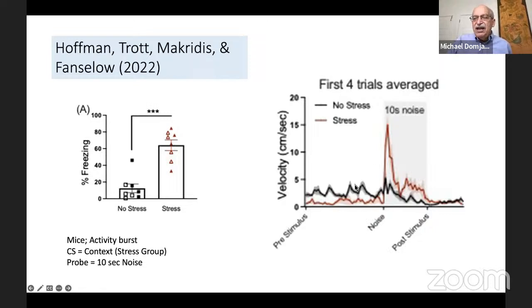The no stress animals don't show this increased reactivity. And this increased reactivity is not directly conditioned. You don't see it when you put the animal in the box. If you put the animal in a box, you see freezing. So what the conditioned contextual cues do is they increase reactivity to this noise stimulus. Hence, my characterization of this is Pavlovian sensitization.